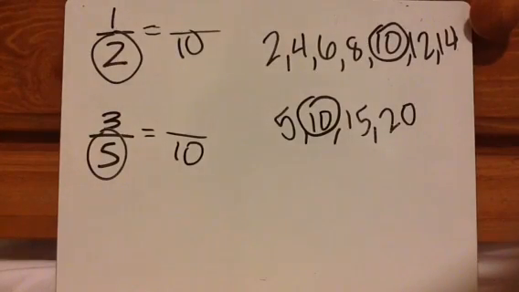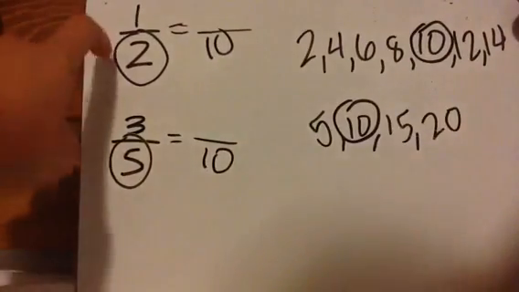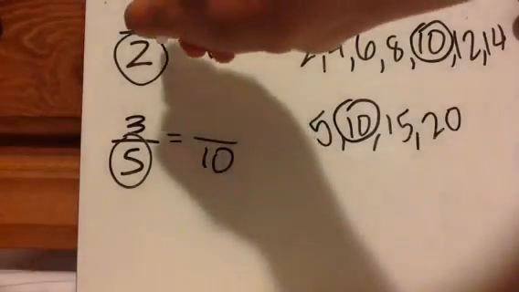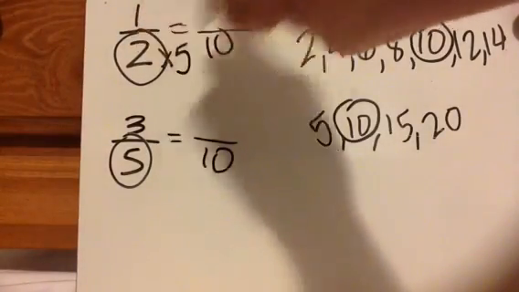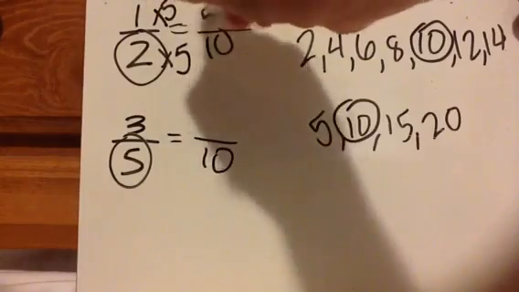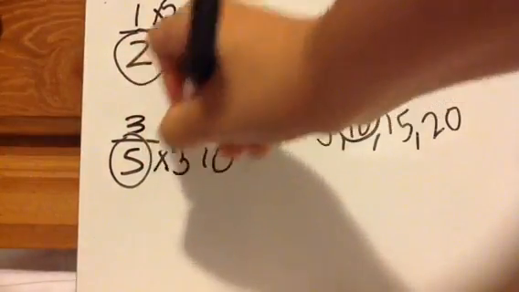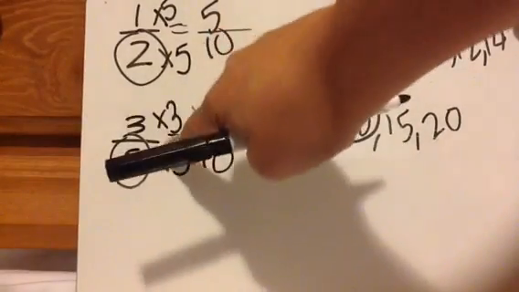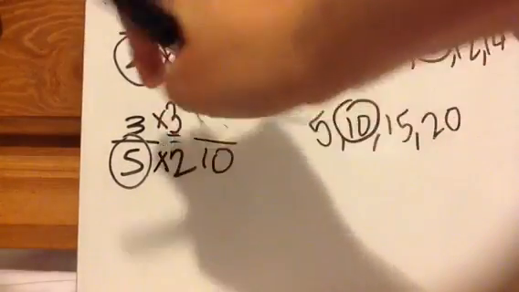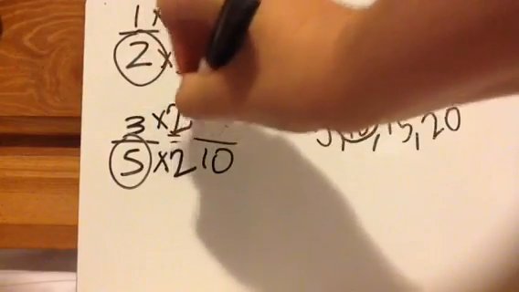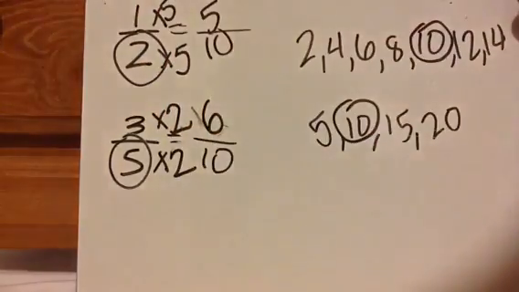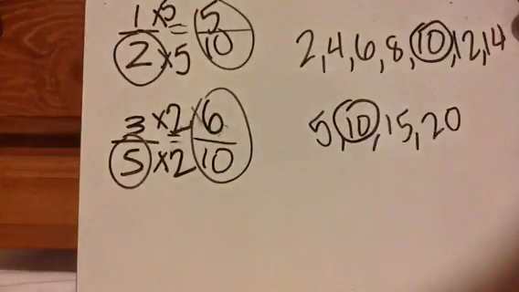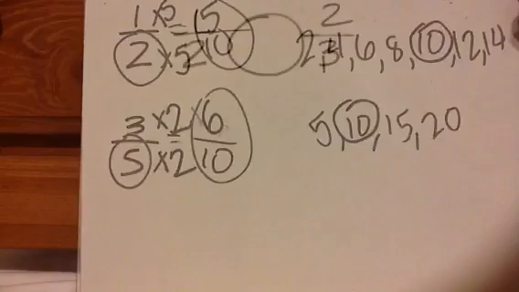And you know what? This part is so easy, because we did equivalent fractions in my other videos. Well, 2 times 5 equals 10, so 1 times 5 equals 5. 5 times 2 equals 10, so 3 times 2 equals 6. And now it's so much easier to compare 6/10 to 5/10. Let's look at another example.